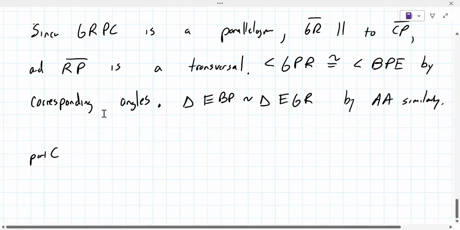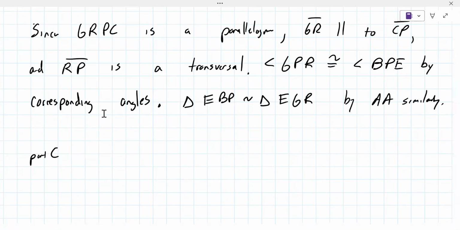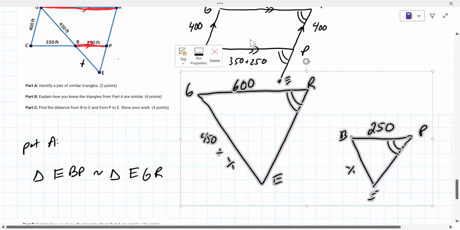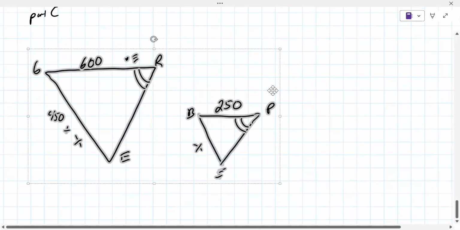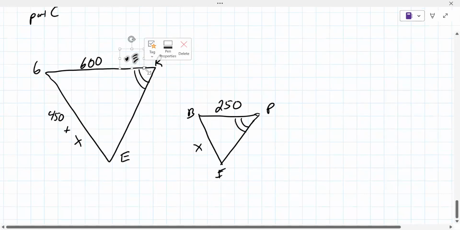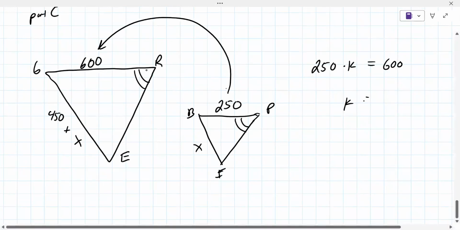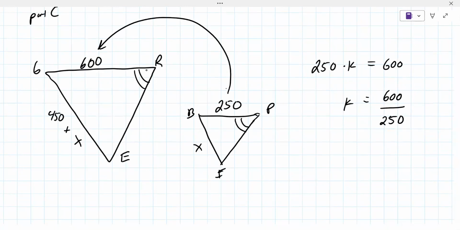All right, give me a second. Okay, now I'm ready. That goes back to these two triangles here. So we know that BP goes to GR, so 250 times some K gets you to 600. K equals 600 divided by 250. Divide those and you end up getting 12/5.